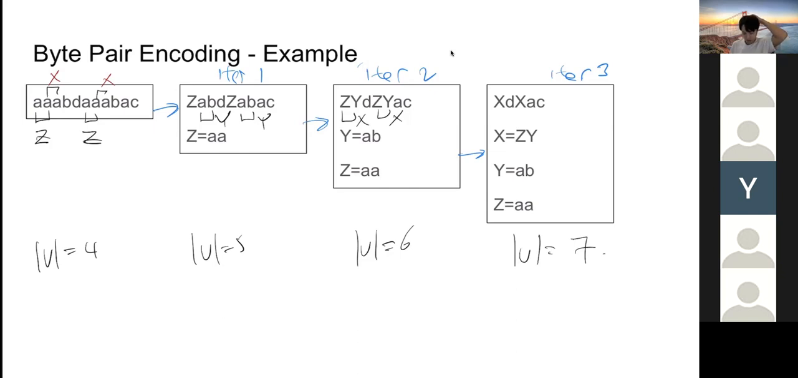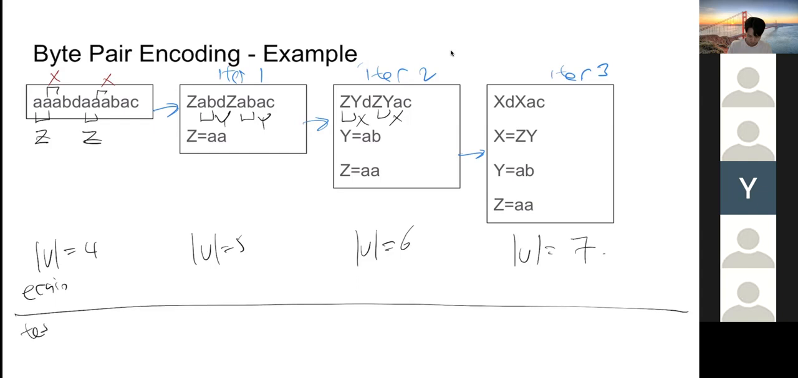Then you might wonder what happens to these characters, like D, A, and C. The point is that after these replacements, X, Y, and Z are not different from them. They're just symbols in the vocab, and they are treated exactly the same as each other. Of course, it's better to replace a longer one than a shorter one. Now what happens if we get an input? This is training time, and let's suppose that this is the training data.